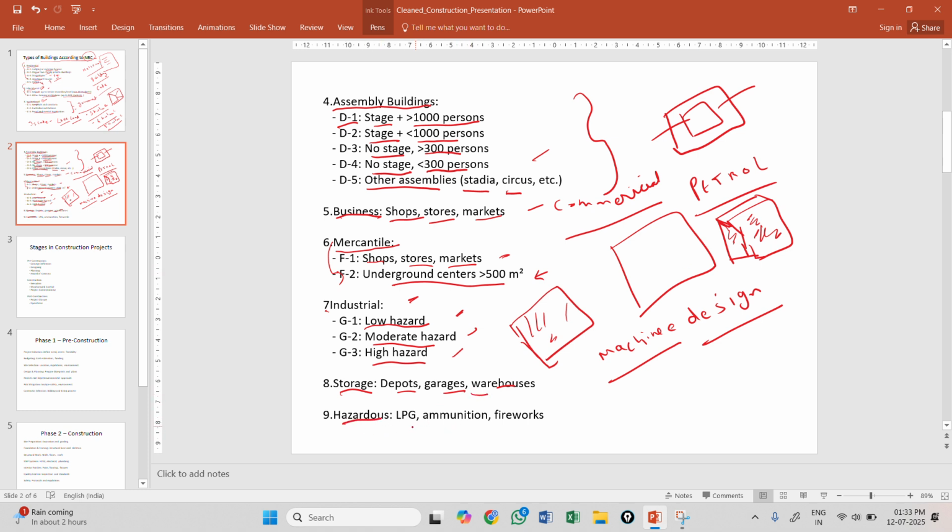Then hazardous: LPG, fireworks, ammunitions. Ammunitions are normally related to military things. These come into the picture.